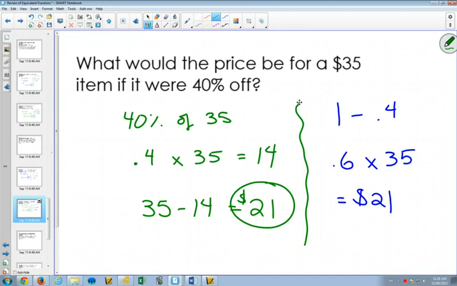So on these questions, when I ask you on a quiz whether you're doing a percent increase or a percent decrease, I'm going to let you choose. You can choose if you would like to do the shortcut and say, well, when it's 40% off, that means it's 60% of the original price. You can do it directly that way. Or if you'd like to calculate what 40% is first and then subtract it off, you can do it that way as well. So you can choose either of those methods.